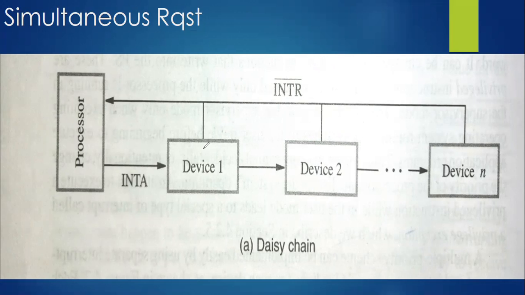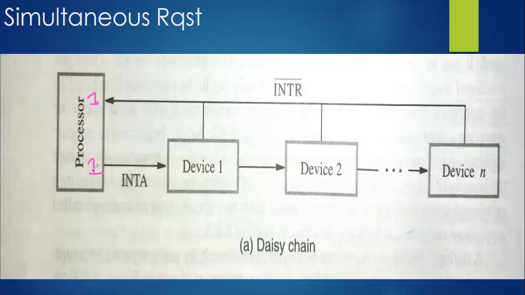Now assume that all the devices are raising an interrupt request. The processor is receiving an interrupt request from the devices; all three are waiting. Simultaneously they raise the interrupt request, so the processor feels that it is a single interrupt request. Remember this: if it is a simultaneous interrupt request, the processor feels it has only one interrupt request. So the processor will generate only one acknowledgement.